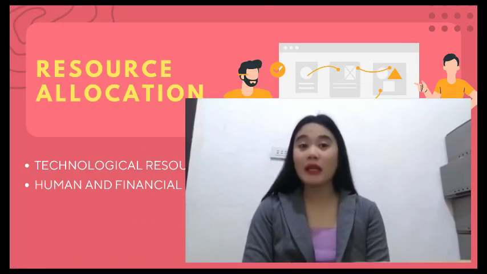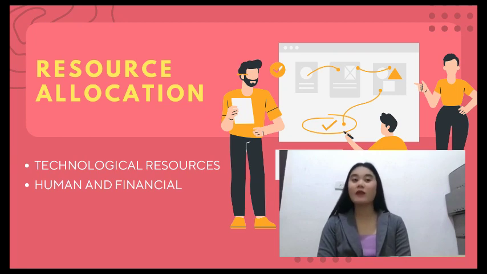So, what is resource allocation? Resource allocation is the process of assigning and scheduling available resources in the most effective and economical way possible. Resource allocation allocates necessary human, financial, and technological resources required for the program's successful implementation.